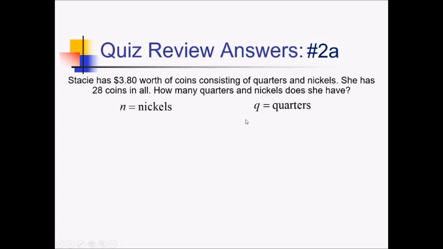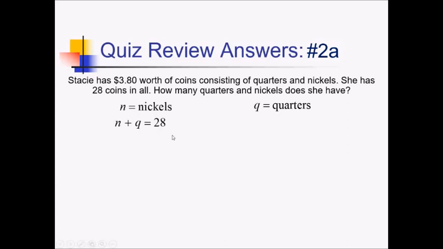And we're going to set up some equations that will help us solve for these quantities. Now, one equation we can set up, since we have 28 coins, we know that the number of nickels, N, plus the number of quarters, Q, has to equal the total number of coins, which is 28. So that's one equation we can use.